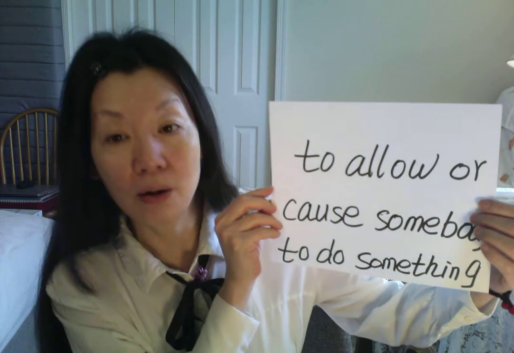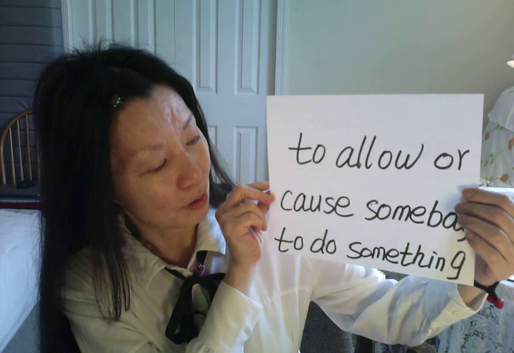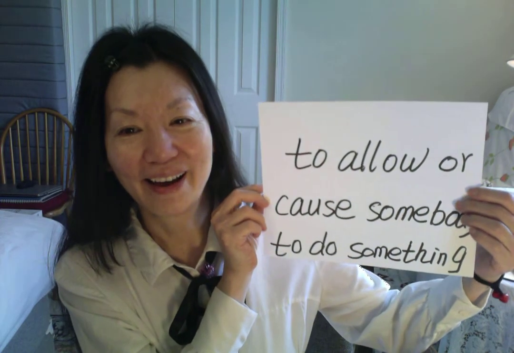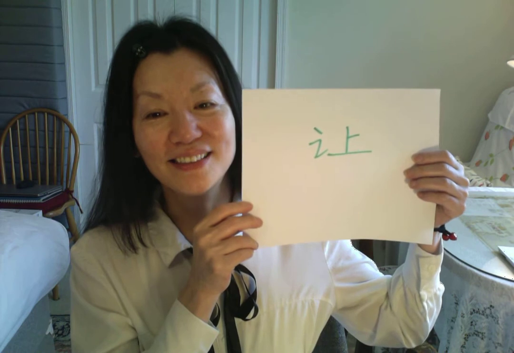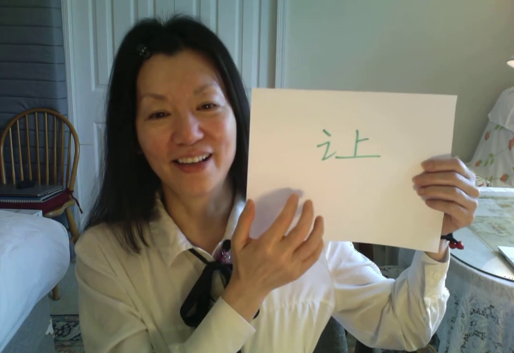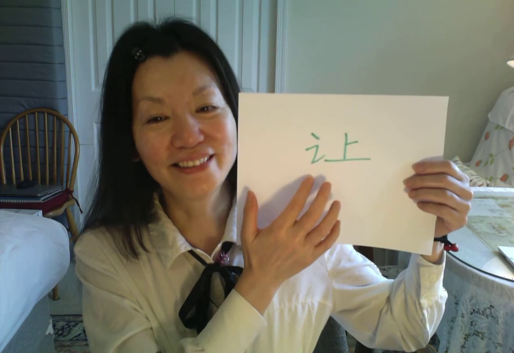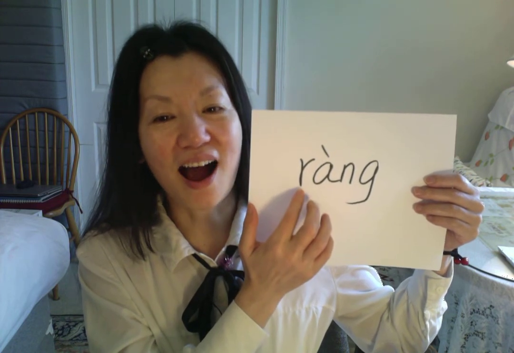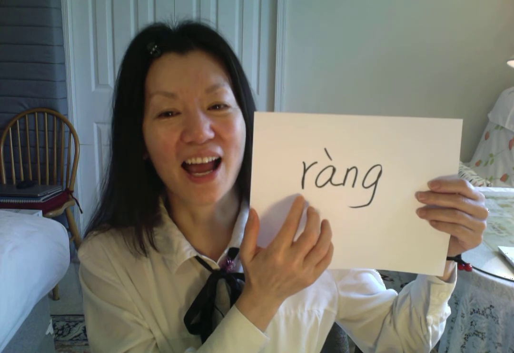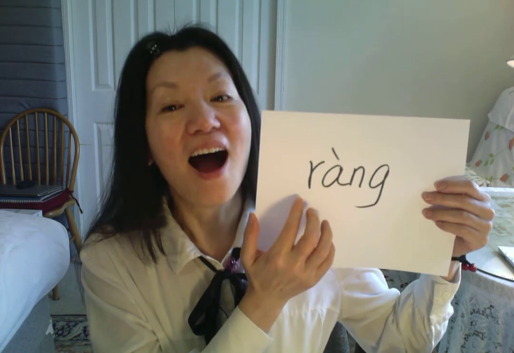Now we see: to let, to allow, or to cause somebody to do something. In Chinese, obviously, we say, which one? 让. Your turn. 让. One more time, 让. Now we see the pinyin here. 让. My tongue is up because I have this retroflex sound. 让, 让.